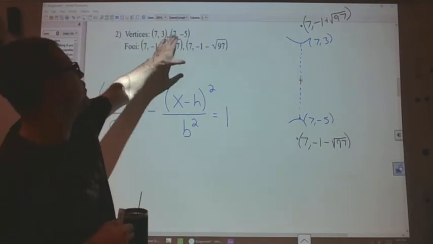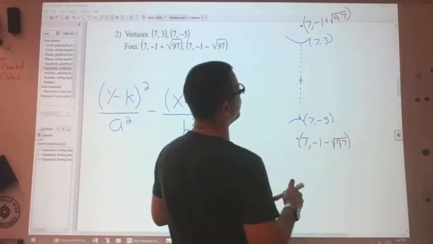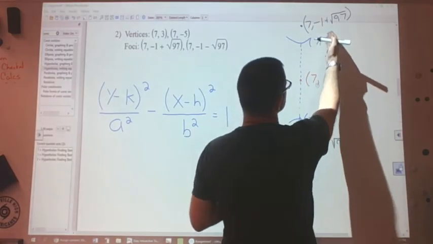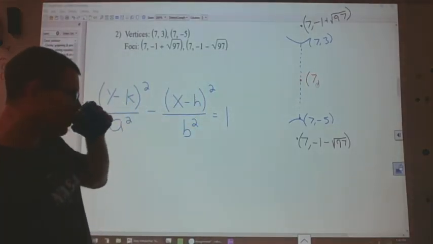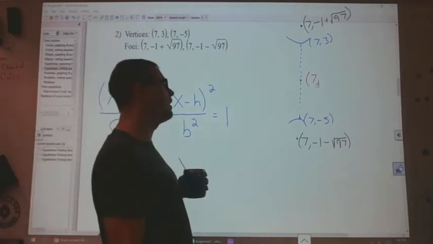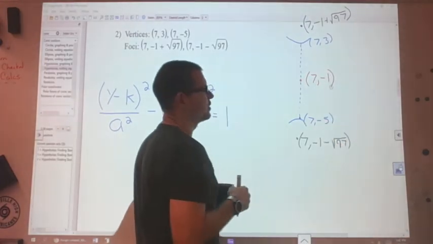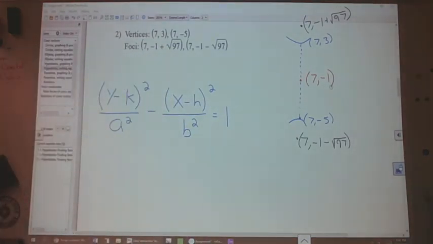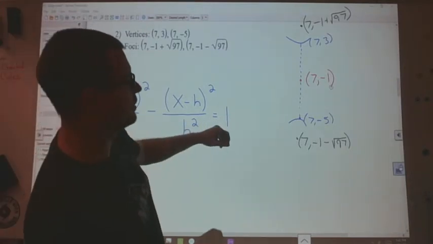So if I know the ordered pairs for the vertices, then all I have to do is find the midpoint of this, which is going to be 7. And the midpoint for 3 and negative 5 is negative 1. It's by adding them and finding the average. 3 plus negative 5 is negative 2. Divide that in half and you get negative 1. That is the midpoint of those coordinates.